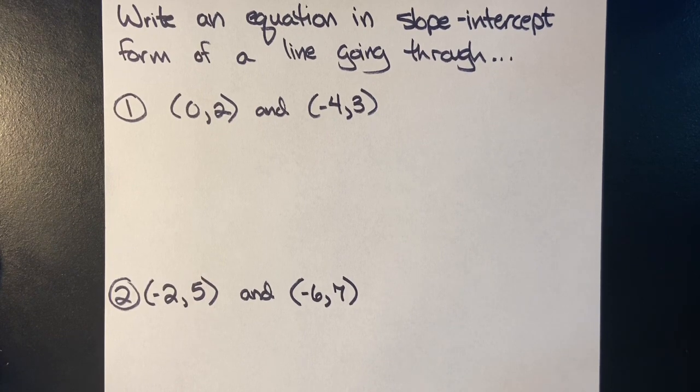Right, the topic du jour is writing an equation in slope-intercept form of a line going through either points or a chart. Not gonna lie, this one's a doozy, so I'm gonna do 5 of them, and hopefully it helps.